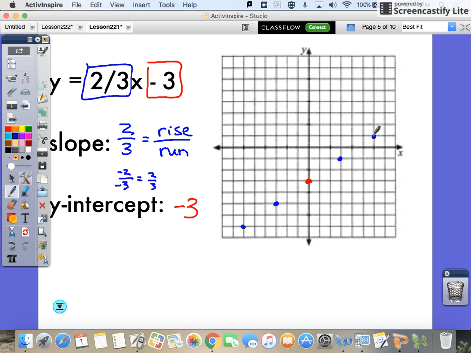So rise 2, run 3, and we've got our line. Make sure you put arrows on the end because we've already talked about line segments and rays. It goes forever.